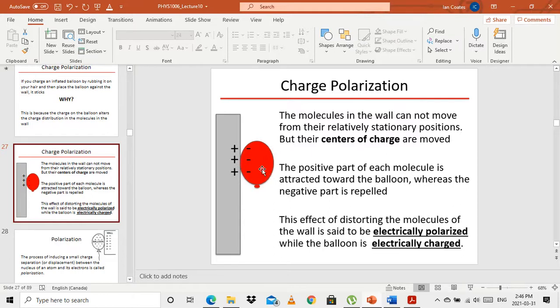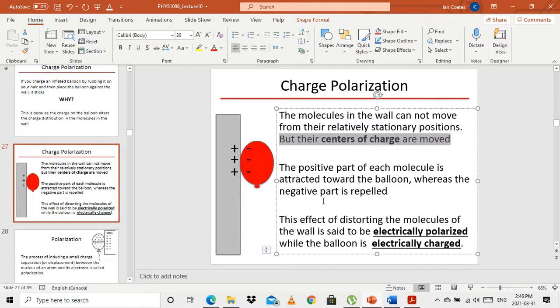And you push it up against the wall. Well, there's electrons in here too. Like the wall is electrically neutral. There's positive and negative in here. But now you brought electrons to the party, and you'll notice there aren't any electrons kicking around here. They're all, I'm out of here. So now you just got positives, and it should stick. The molecules in the wall cannot move from their relative stationary positions, but their centers of charge have moved.